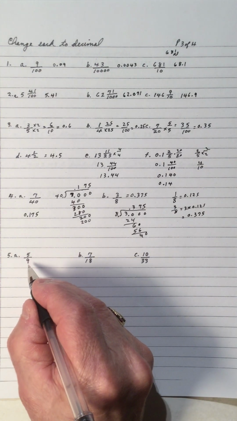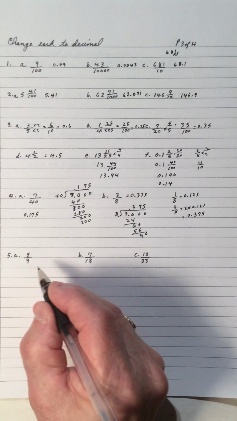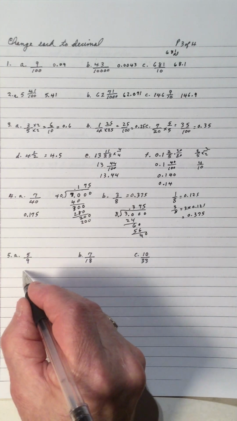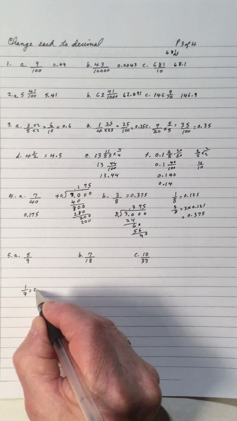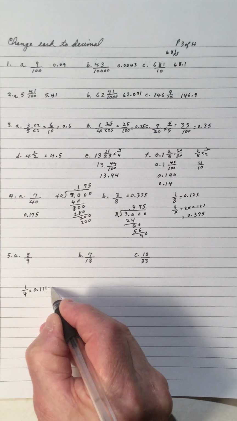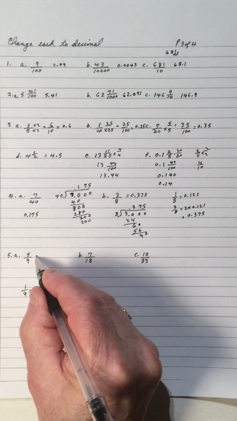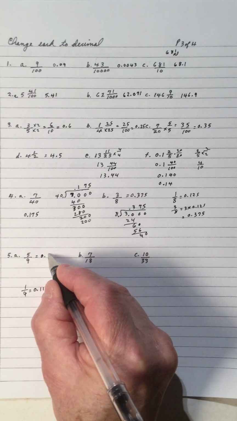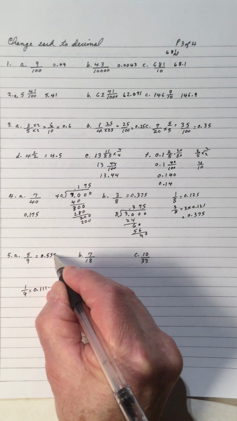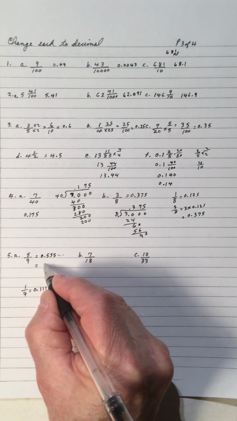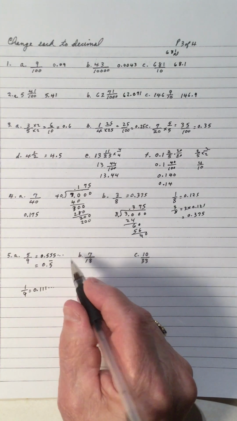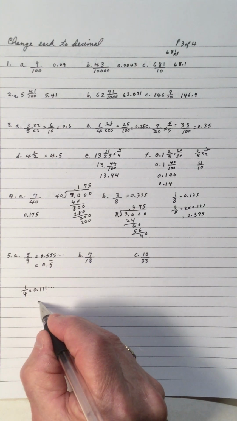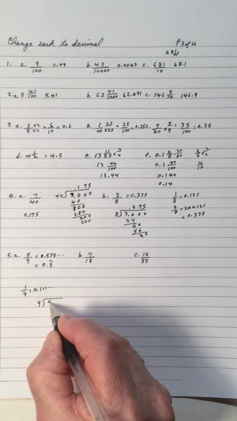5/9. Any number divided by 9 is going to be a repeating decimal. So again, I've learned that 1/9 is 0.111 repeating. So 5/9 is 5 times that. So 0.555 repeating. Or you can go 5 is repeating with a bar. Or you can divide 9 into 5.